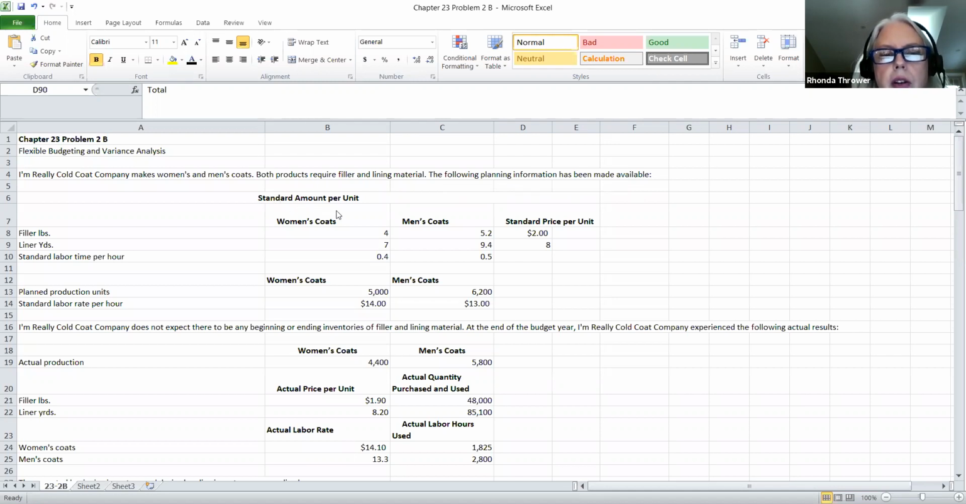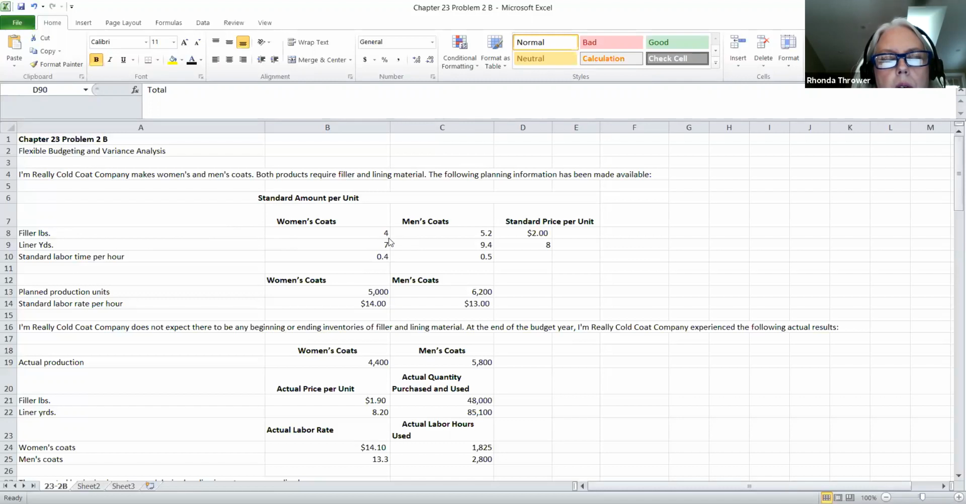So they started out by giving you their standard amounts per unit. You'll remember the standard amount is what we should have completed as far as our goals were concerned. The standard amount is the budget that we set up. And then what we're going to do is look at what actually happened to this company, and we're going to compare the standard amount with the actual amounts. So the standard amounts are the budgeted amounts, and they've given you the filler, which is measured in pounds.